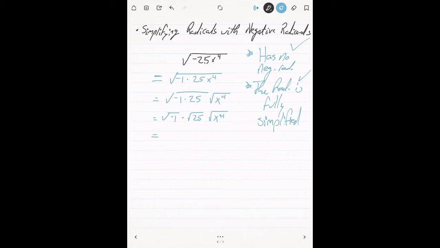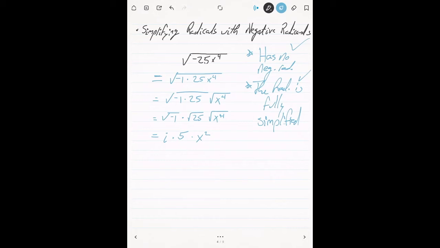Do we have values for all of these answers? Well, we in fact do. What is the square root of negative 1? Well, we defined this as being i. And what's the square root of 25? Well, that's just 5. And what's the square root of x to the fourth? Well, that's just x squared. So we're able to simplify each component of the radical.